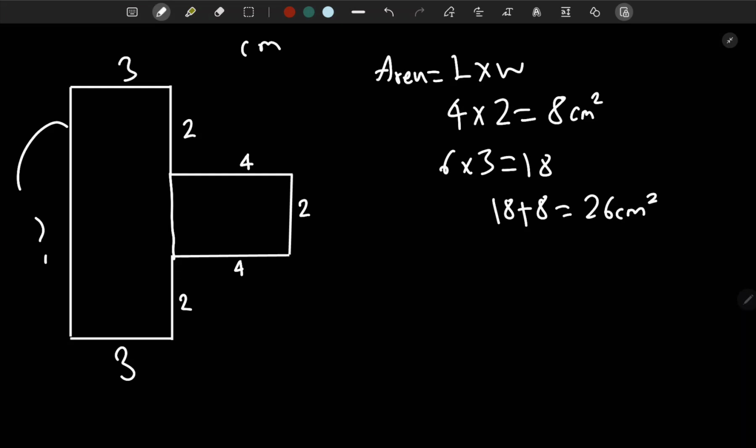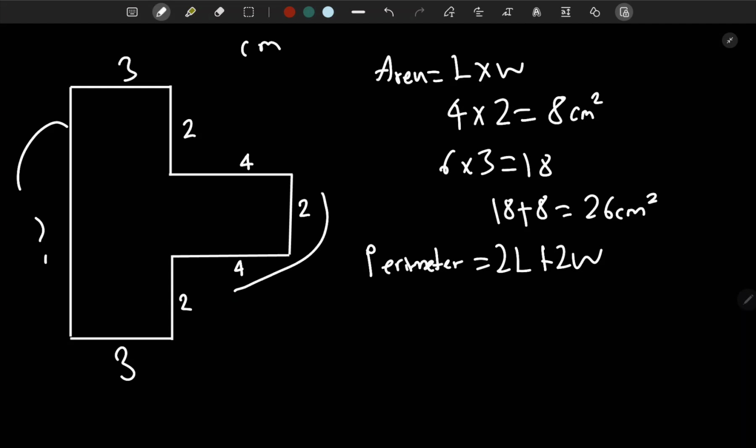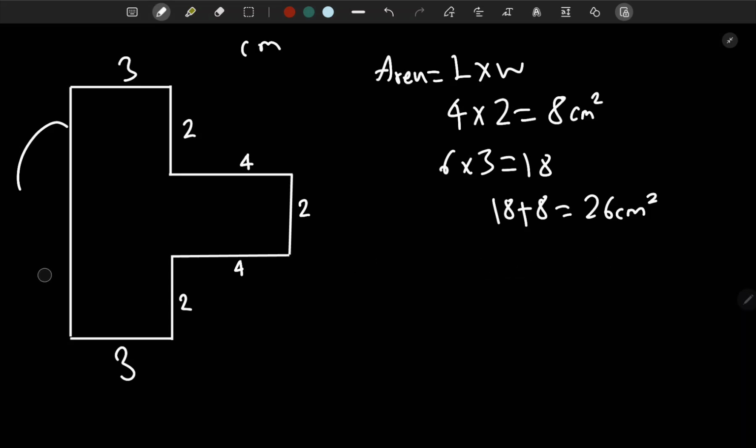Now let's find the perimeter. The formula for the perimeter of a rectangle is 2 length plus 2 width. But here there is a trick actually. For this rectangle, the outer perimeter, we just need to add 4 plus 2 plus 4. So this formula is actually useless in this case, and we need to add the sides ourselves. We need to visualize this and find the perimeter ourselves.